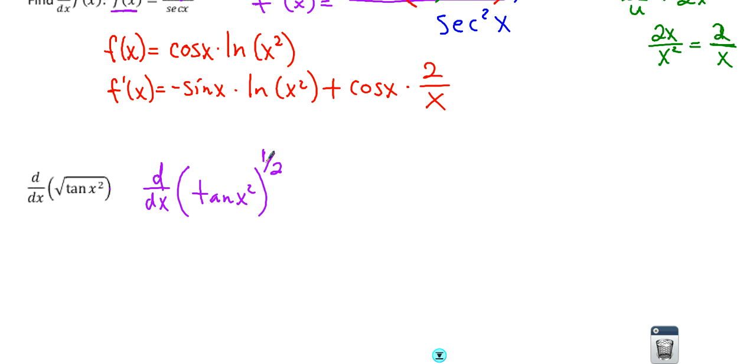Now I have chain rule going on, right? I have this function tangent this function on the inside and that one on the outside. So again, I rewrite: u is tangent x squared and y equals u to the 1/2.